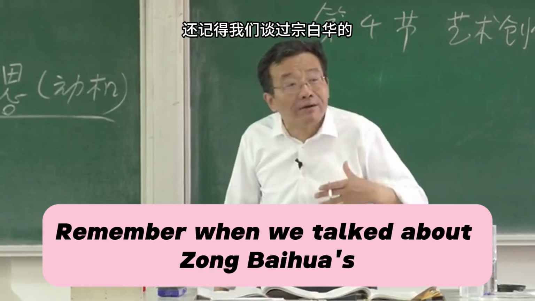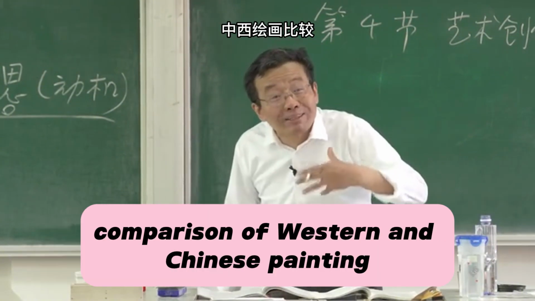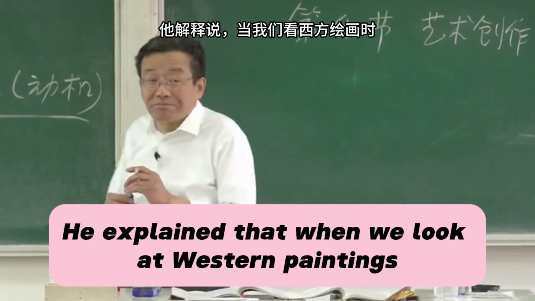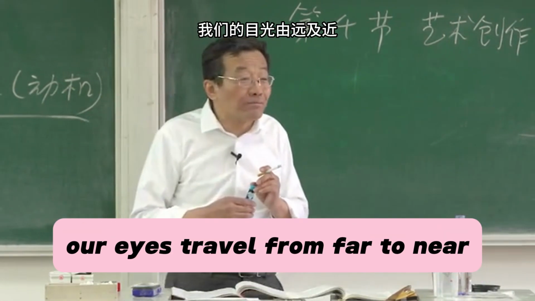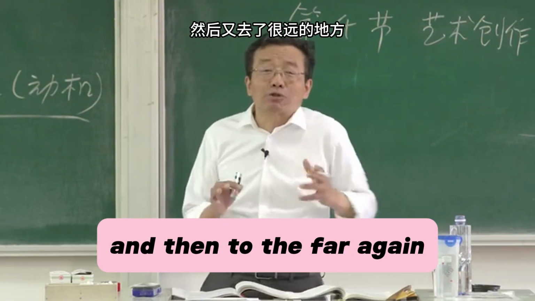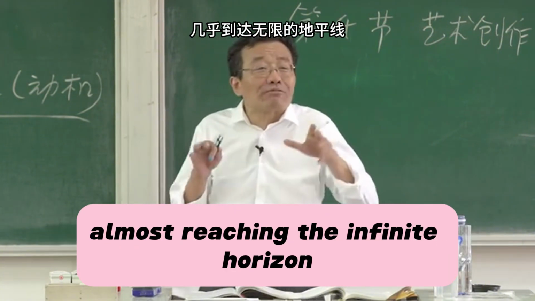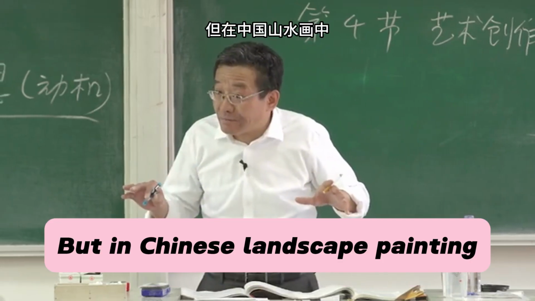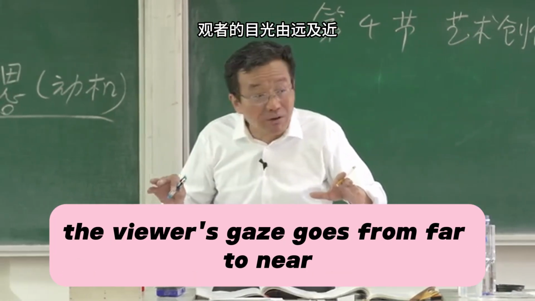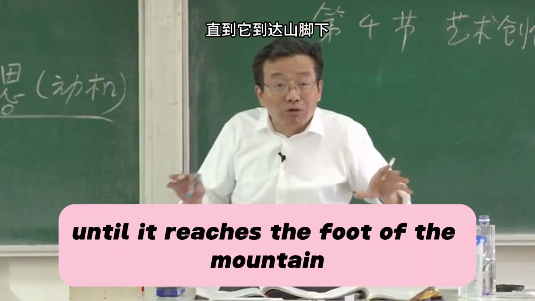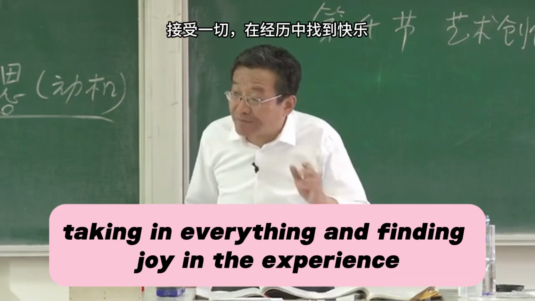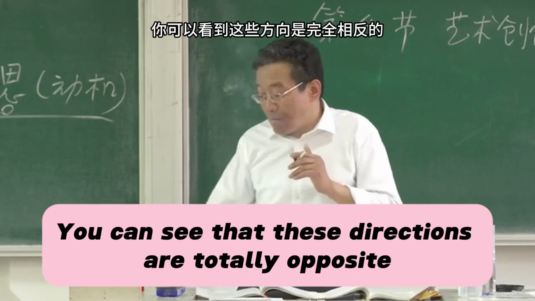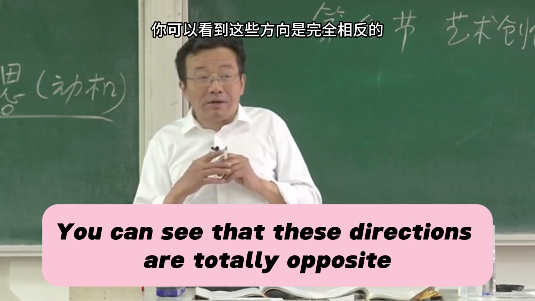Remember when we talked about Zhong Baihua's comparison of Western and Chinese painting last time? He explained that when we look at Western paintings, our eyes travel from far to near and then to the far again, almost reaching the infinite horizon, pointing upwards as if to the heavens. But in Chinese landscape painting, the viewer's gaze goes from far to near, until it reaches the foot of the mountain, the riverbank, taking in everything and finding joy in the experience. You can see that these directions are totally opposite.